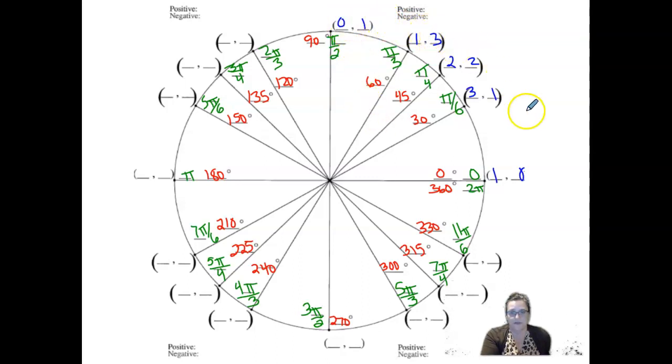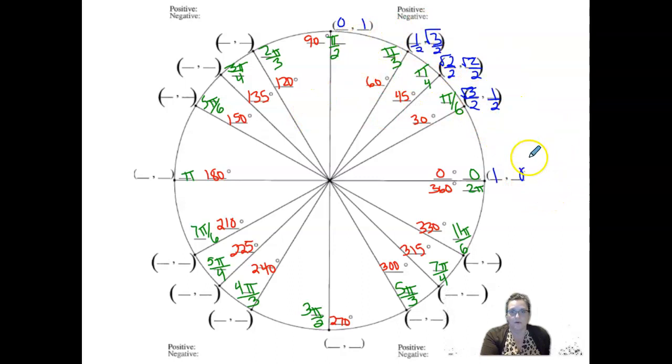Okay, then each of these in the middle is going to get divided by 2. So we divide all of these by 2. And then we square root the numerators. And the square root of 1 is 1, so I don't have to write the square root there. Then square root both numerators. Square root of 1 is 1, and then square root of 3. And that gets me my coordinates for these special angles.